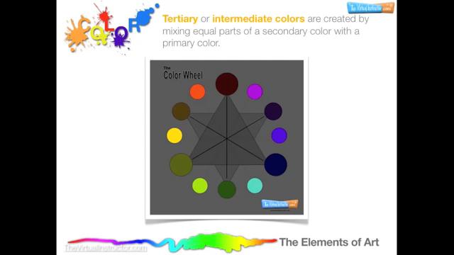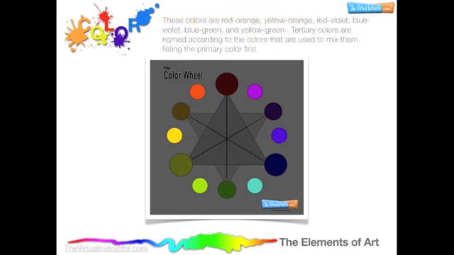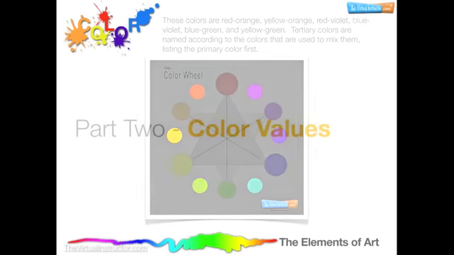Tertiary or intermediate colors are created by mixing equal parts of a secondary color with a primary color. These colors are red-orange, yellow-orange, red-violet, blue-violet, blue-green, and yellow-green. Tertiary colors are named according to the colors that are used to mix them, listing the primary color first. For example, red and orange create red-orange, while red and violet will give you red-violet.